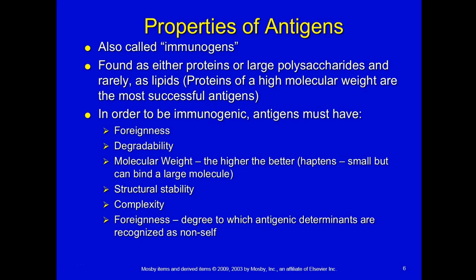You also have to have, and these are really important to know, I'll give you a hint right now, it has to be foreign, it has to be degradable, it has to have a good molecular weight, the higher the better, okay? There are haptens involved that are small but can bind a large molecule as well. They have to have structural stability, they have to be complex, and they have to be, again, foreign. That's the degree to which an antigenic determinant is recognized as non-self. The more foreign it is, the better off it'll be.